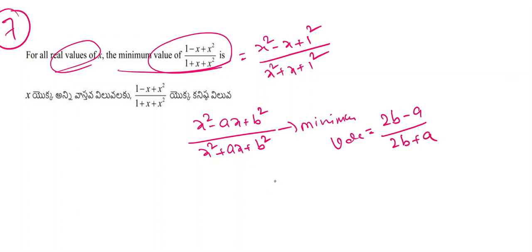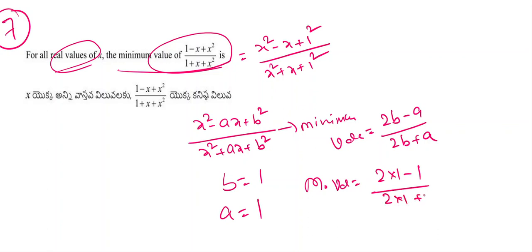Equating these two, here b value is 1 and a value is 1. Substituting in this, the minimum value is equal to (2 into 1 minus 1) by (2 into 1 plus 1). That is 2 minus 1, which is 1, by 2 plus 1, which is 3. This is the minimum value for the given function.